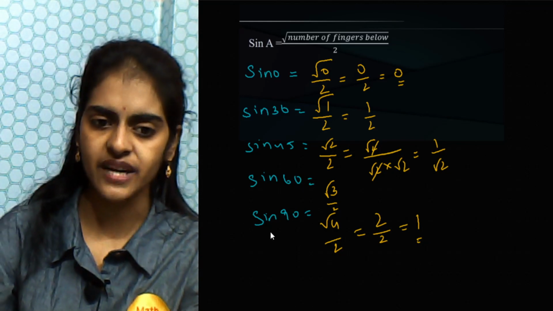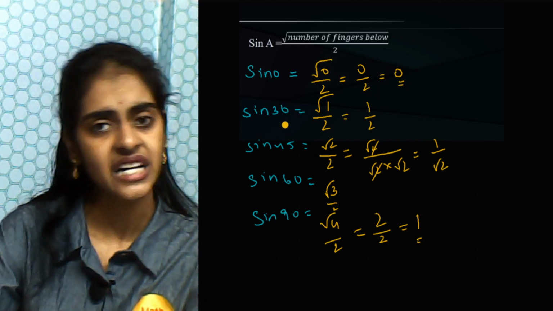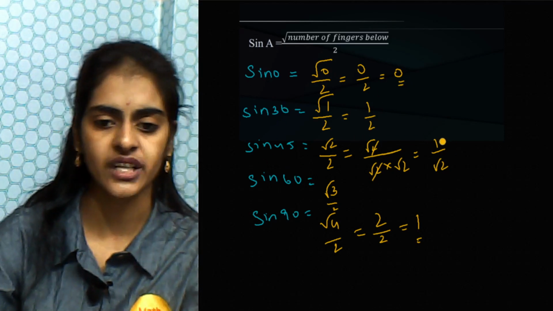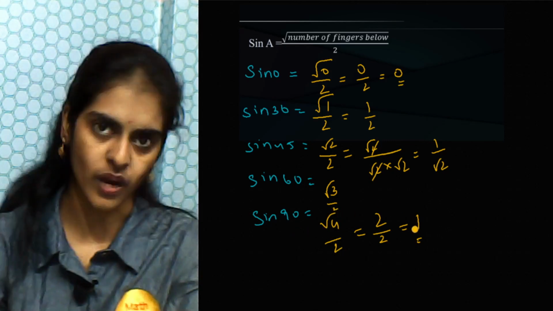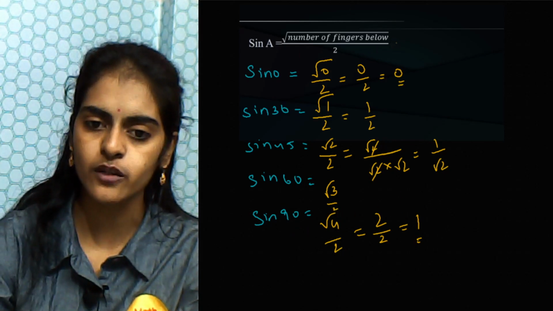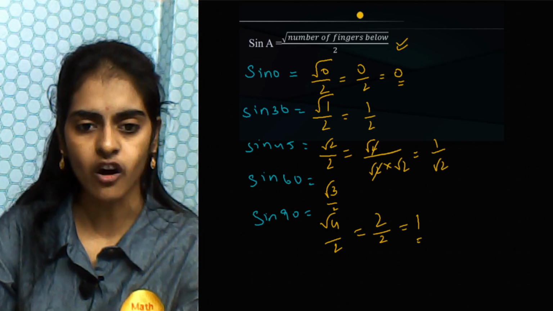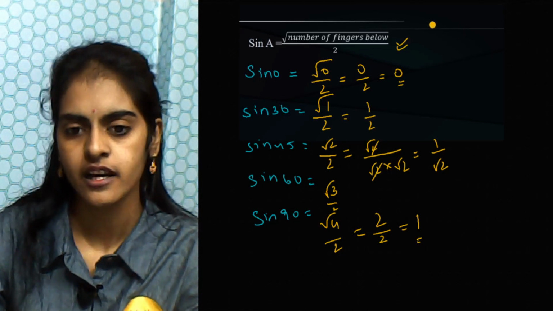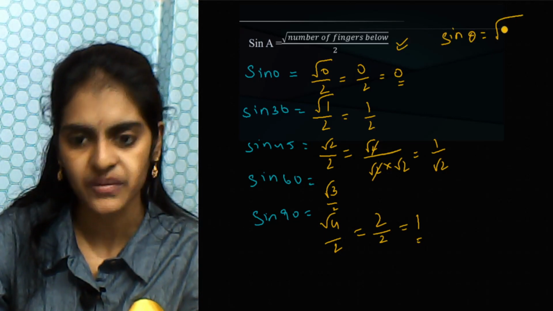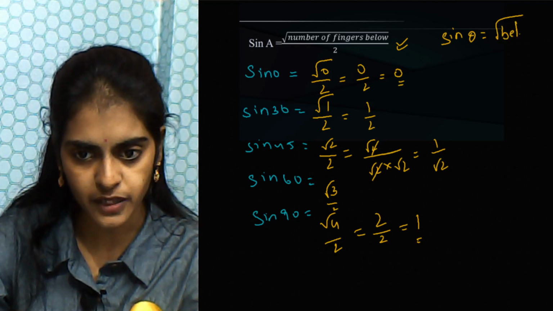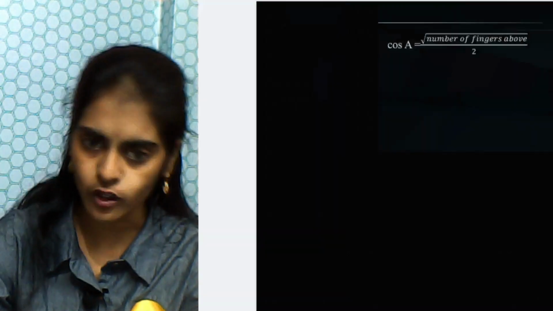In this way, you got all these sine values. Sine 0 is 0. Sine 30 is 1 by 2. Sine 45 is 1 by root 2. Sine 60 is root 3 by 2. Sine 90 is 1. So what is the simple formula? For sine theta you will take the root of the number of fingers below, that is, you count the fingers below, under root, divided by 2. Now let us see for cos.